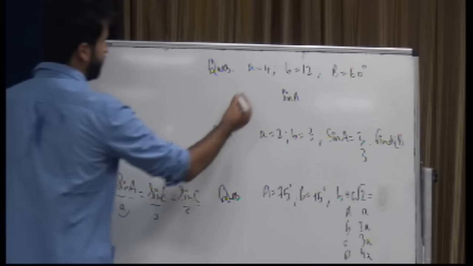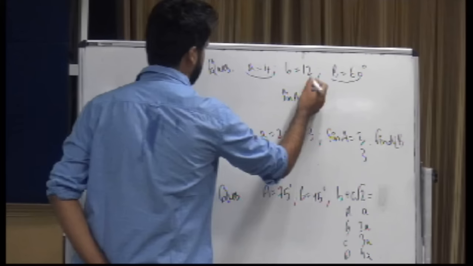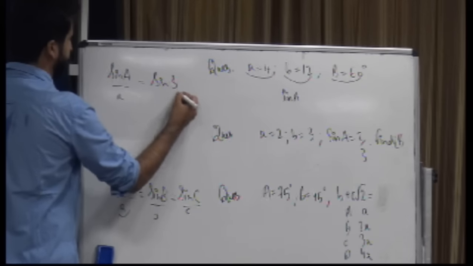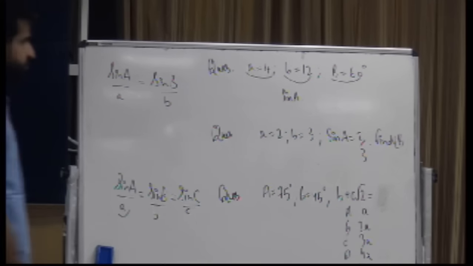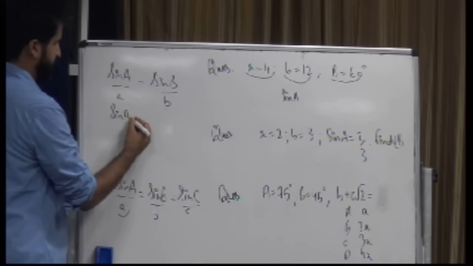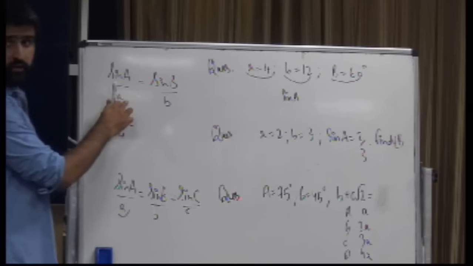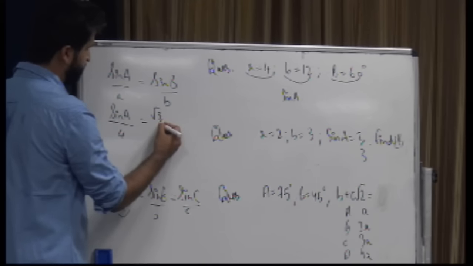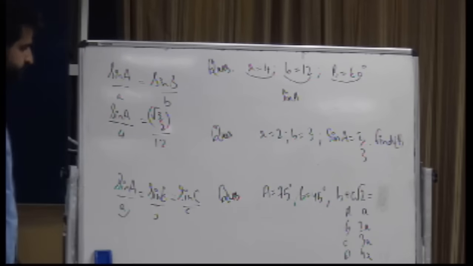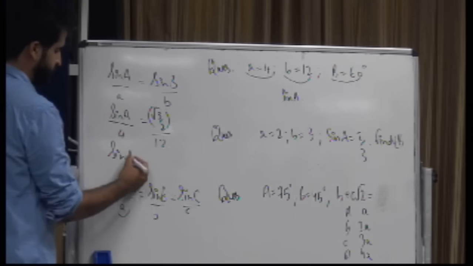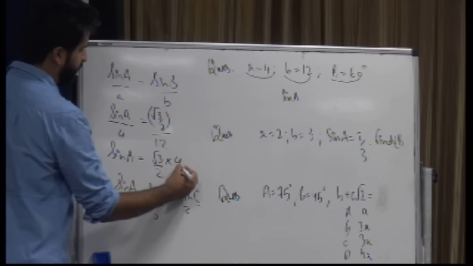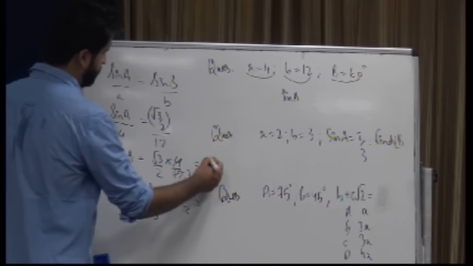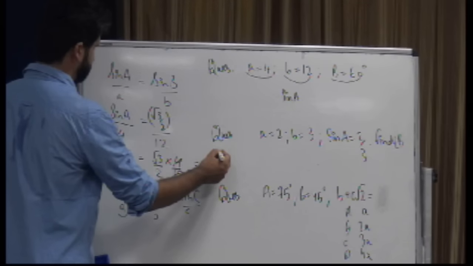In the first one we have the side A, the angle B and the side B. So therefore sine A upon small a, sine B upon small b. So what is sine of B? First of all, let's write down the value of side A, which is 4. Then we have sine of B, which is sine 60, root 3 by 2. And then you have B, which is 12. So value of sine A is equal to root 3 by 2 into 4 upon 12, right? So this is root 3 by 6. So this is the answer.